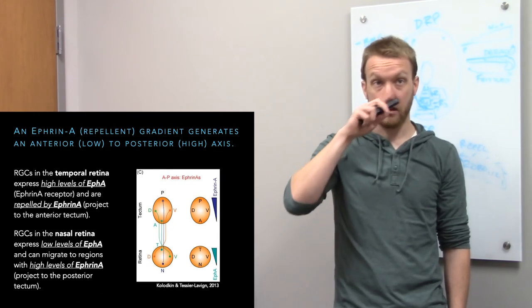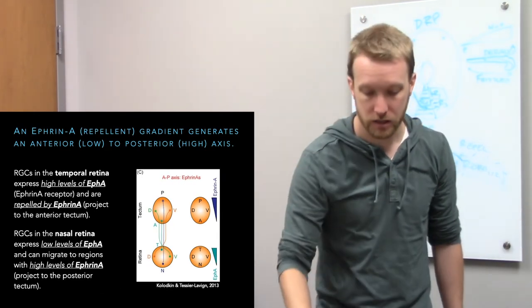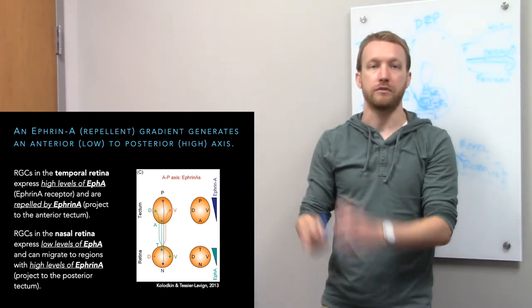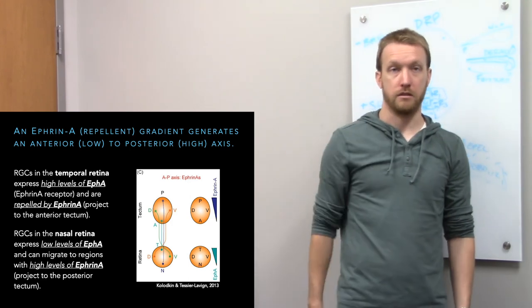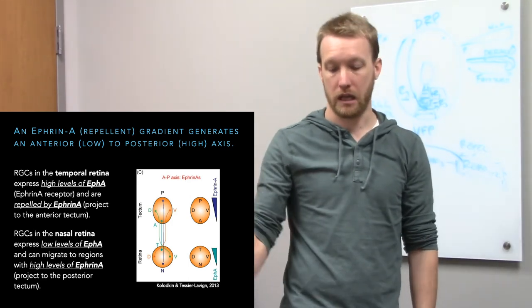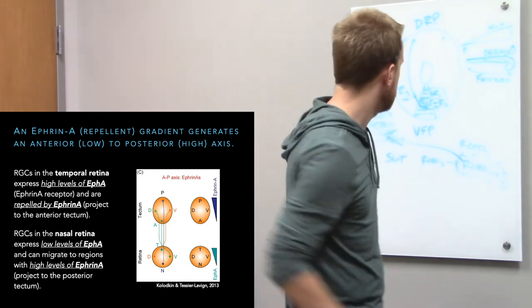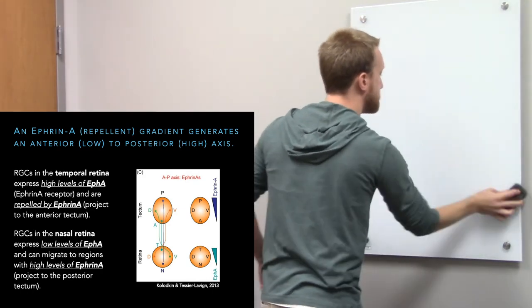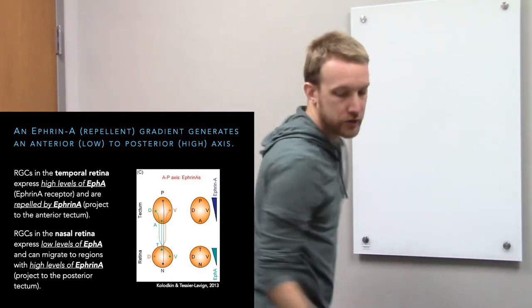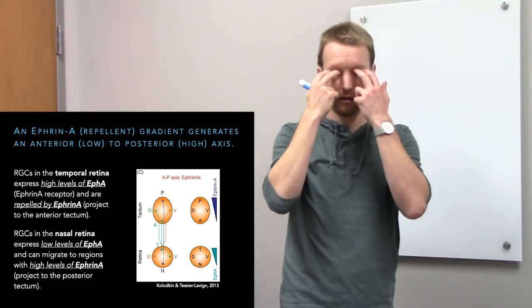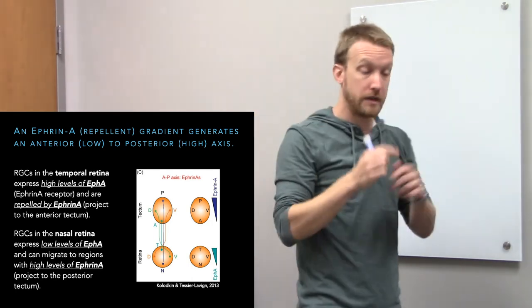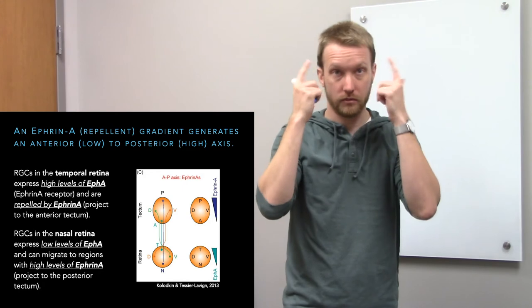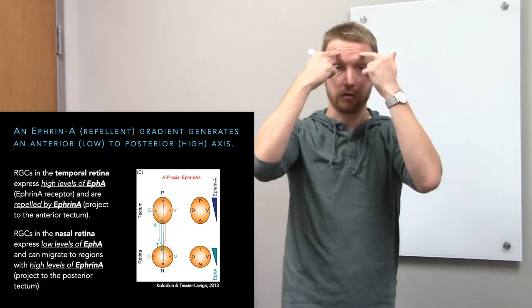All right, so ephrin A, that's repellent. So ephrin is going to bind to Eph receptors, so remember A, repellent. So EphA binding to ephrin A, repellent. All right, let's map these out. So we're going to be going from different parts of the retina onto different parts of the tectum. So nasal, toward the nose, temporal, kind of toward the temples, and then dorsal, ventral.